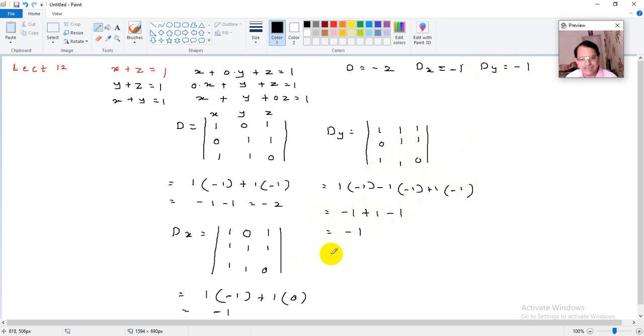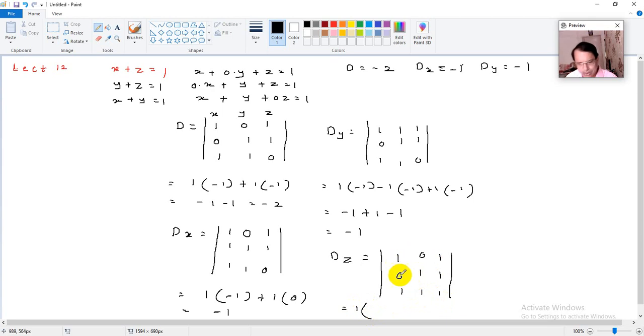And finally dz we will form. Right? What is dz? Replace this column of z from d by the equal-to terms. So the x and y columns will be unchanged. So it will be 1, 0, 1. Then what? 0, 1, 1. And this last column you will replace by 1, 1, 1. Right? So what will it be? 1 into, this is now C.